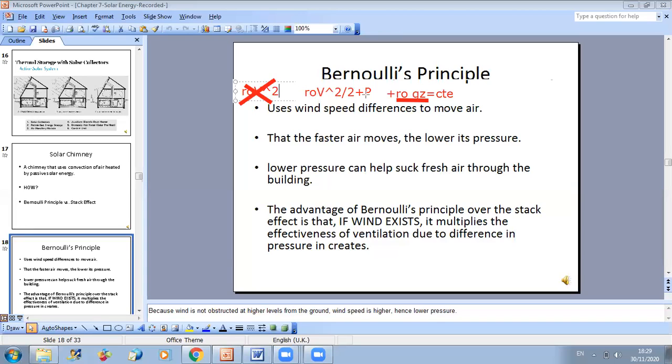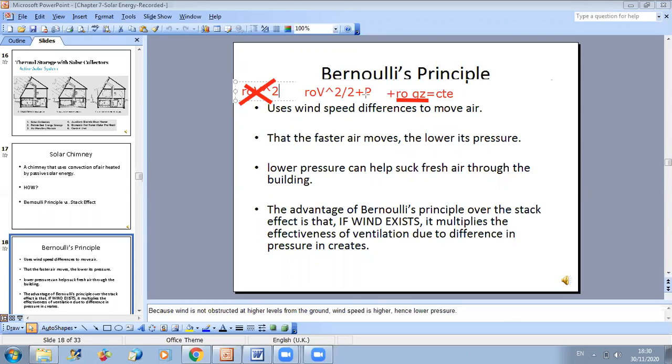Now, the advantage of Bernoulli's principle over the stack effect. When we talk about stack effect, it means that we just rely on variation in temperature, which is equivalent to buoyancy. Temperature increase will lead to decrease of density, which will lead to motion of air. So you can have motion of air by two effects. One is pressure drop, which can be done by increasing the speed, which can be obtained when we have wind. And the second effect, even if we don't have wind, if we heat our air, the density will be reduced, and then due to buoyancy, it will move upward.